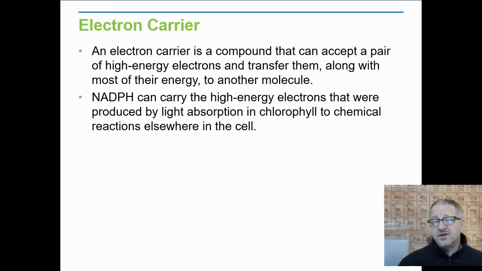So in the conversion of NADP plus into NADPH, what happens to the energy absorbed by chlorophyll from sunlight? Well, the conversion of NADP plus to NADPH traps the energy of sunlight in chemical form. The NADP plus accepts and then holds on to those two high energy electrons along with that hydrogen ion, the H plus. That's what converts the NADP plus into NADPH. The conversion of NADP plus into NADPH is one way in which some of the energy of sunlight can be trapped in chemical form.